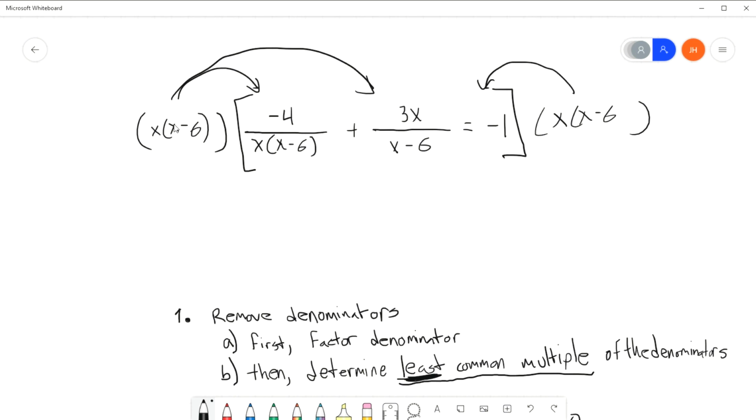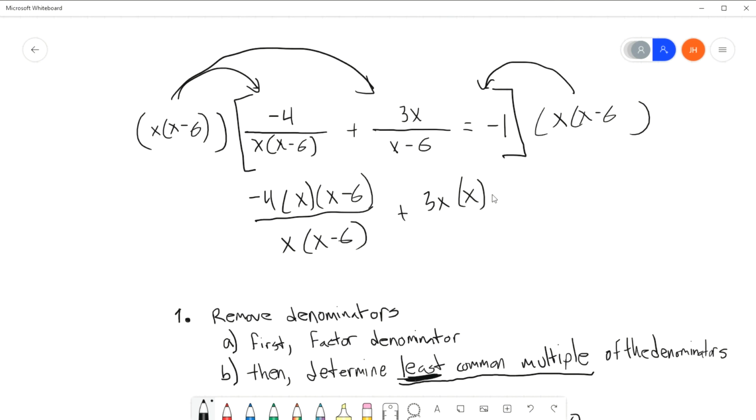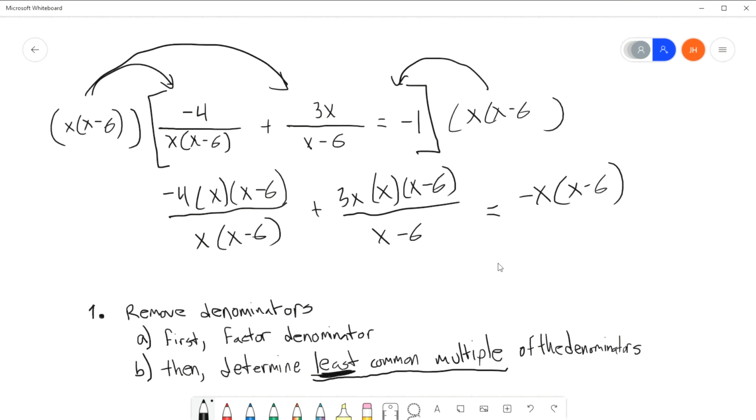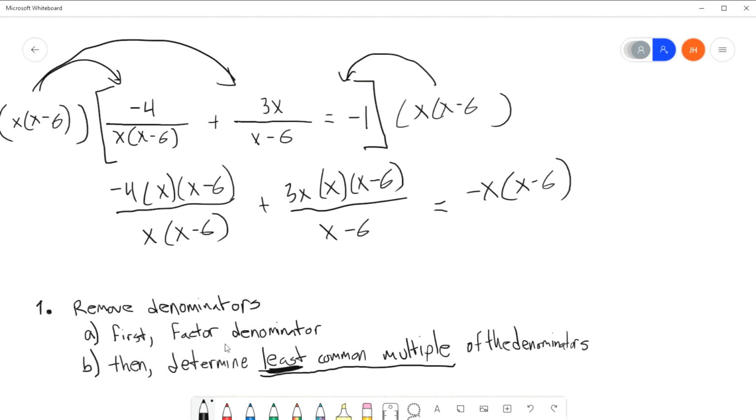I'll multiply x times x minus 6 to this, and I get negative 4 times x minus 6 all over x times x minus 6. I multiply it over here, and I get 3x times x minus 6 all over x minus 6. And that's equal to negative 1 times this. So negative x times x minus 6. All right, cool.